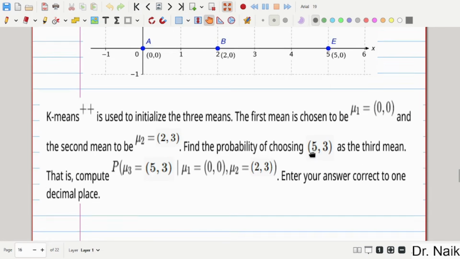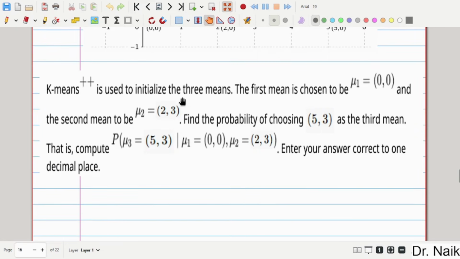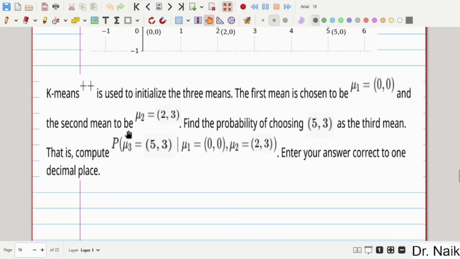The question is that k-means++ is used to initialize the 3 means. The first mean is chosen to be mu1 equal to (0, 0) and the second mean is mu2 equal to (2, 3). Find the probability of choosing phi 3 as the third mean. That is, compute the probability of mu3 equal to phi 3 given mu1 equal to (0, 0), mu2 equal to (2, 3). Enter your answer correct to 1 decimal place.